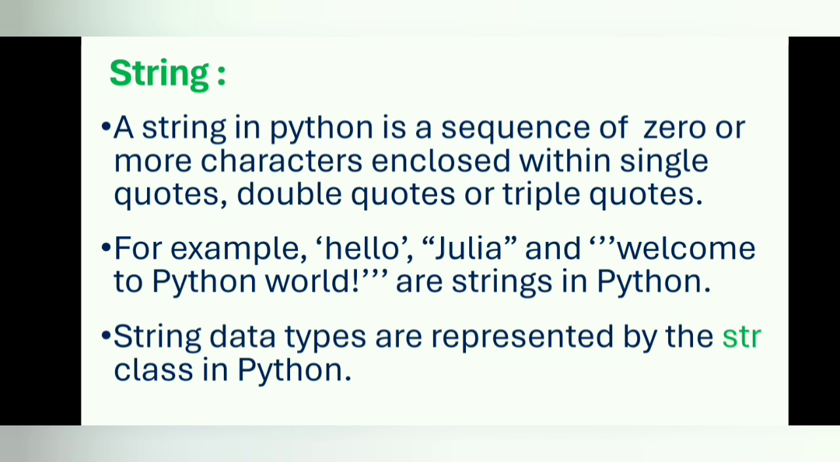What is a string in Python? A string in Python is a sequence of 0 or more characters enclosed within single quotes, double quotes or triple quotes. So Python knows where the string begins and ends. For example, hello, Julia and welcome to Python world are strings in Python. String data types are represented by the str class in Python.